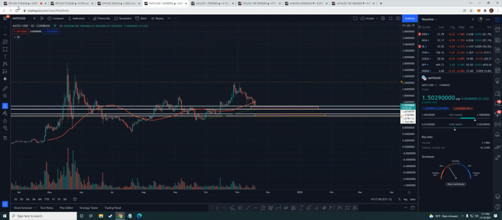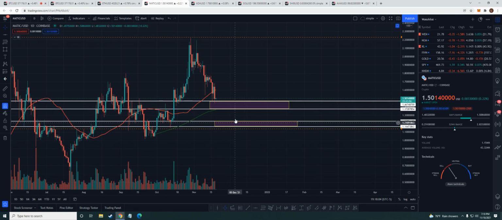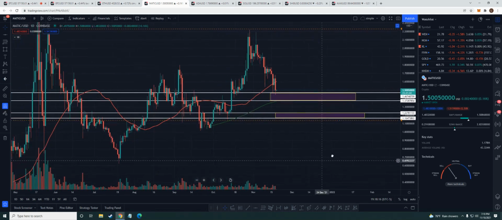Matic, we're going to go to Matic. How much more time do we have? I've got to hurry this up, guys. On Matic, I drew my lines of concern. That is coming in right around 1.46 to 1.37. And then the bottom, 1.22, or actually 1.23 to 1.16. These will be my levels of concern.